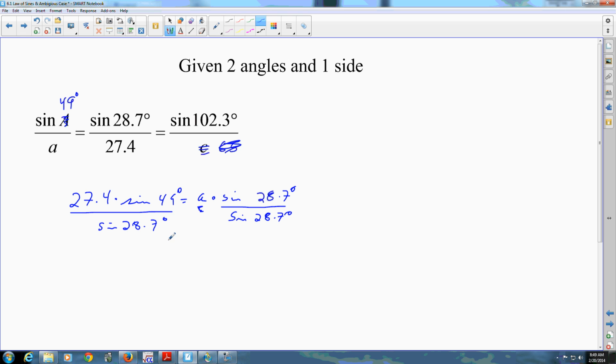And proceed to type that in your calculator. So 27.4 sine 49, close it, divide by sine of 28.7. And you get side A is about 43.06. Okay? And then you finish solving the triangle and you're done.